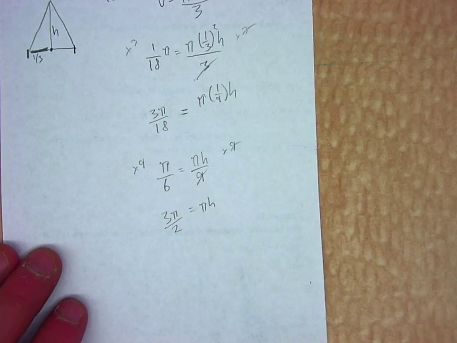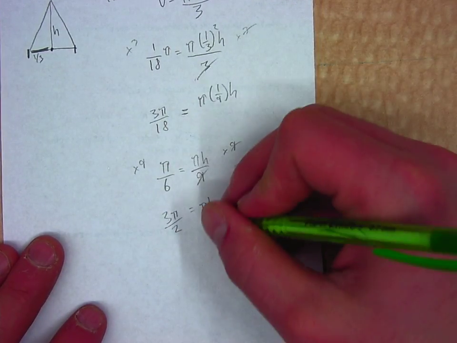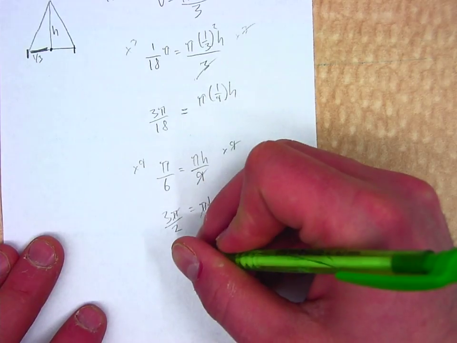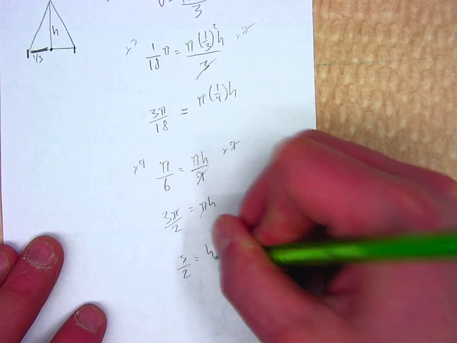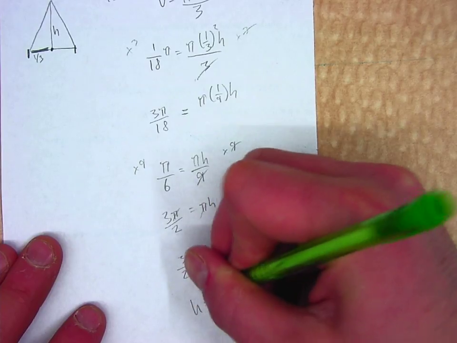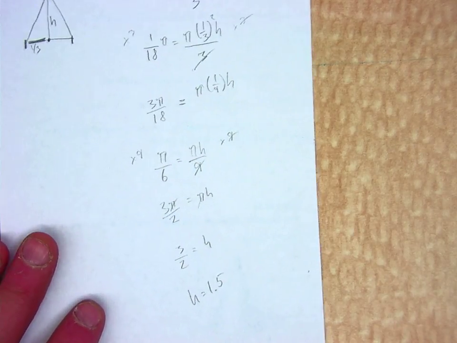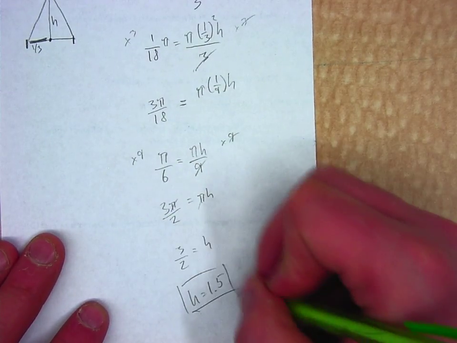And I'm super close. Last thing I need to do is get rid of that pi. Let's divide both sides by pi. And the pi's are going to cancel, and I'm left with 3 over 2 is equal to h, or h is equal to 1.5.